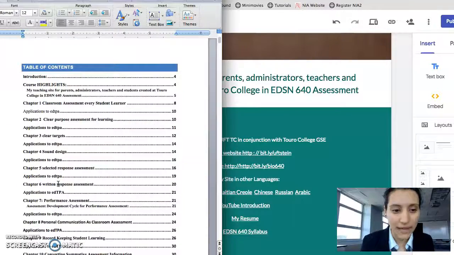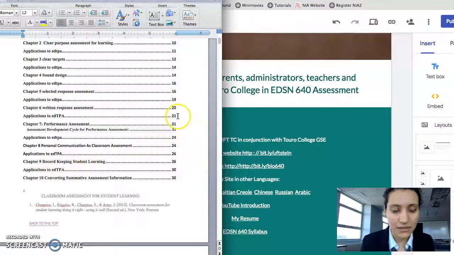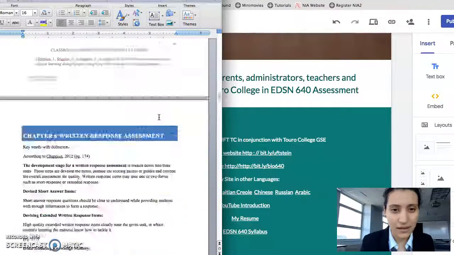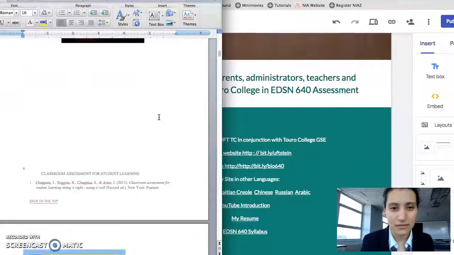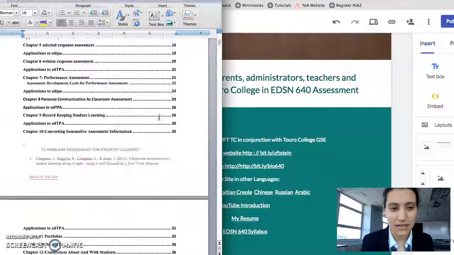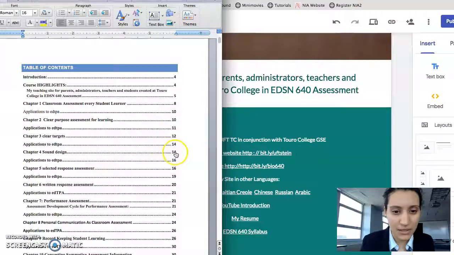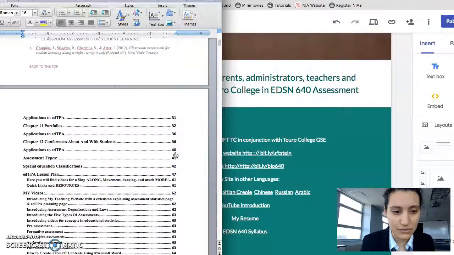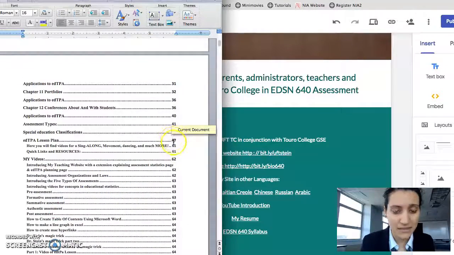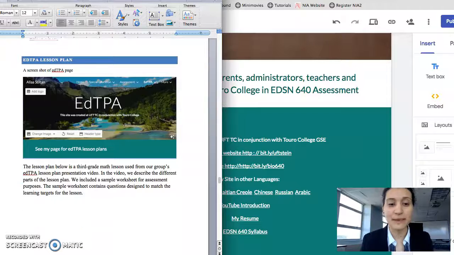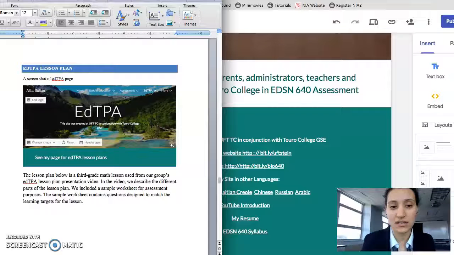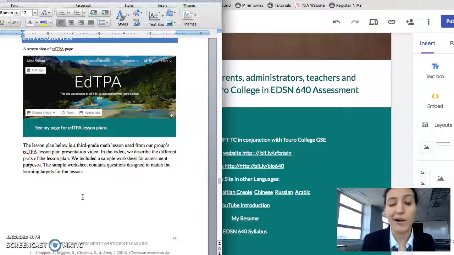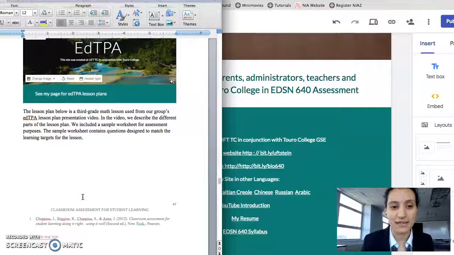Now I'm going to go back to my table of contents. And I'm going to go down here for an example and click on EdTPA lesson plan. This will bring me to my EdTPA page, as you can see here, with a little brief description about my lesson plan. It's a 3rd grade math lesson plan.